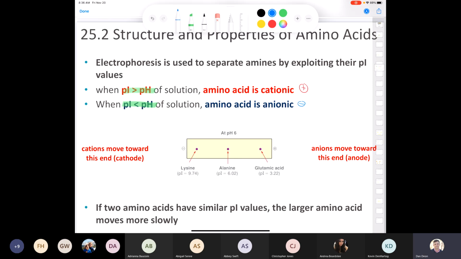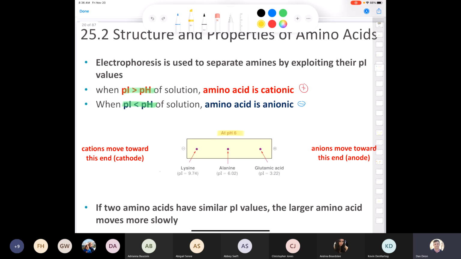Well, then what's the consequence? Let's say I take these three amino acids, lysine, alanine, and glutamic acid. You have all of their isoelectric points. You see that lysine is a basic amino acid, glutamic acid is an acidic amino acid, and alanine is somewhere in the middle. Well, if you put them in a solution that has a pH of 6, what's going to happen? If you put that solution in between charged plates, where we have a cathode with a negative charge, and an anode that has a positive charge.